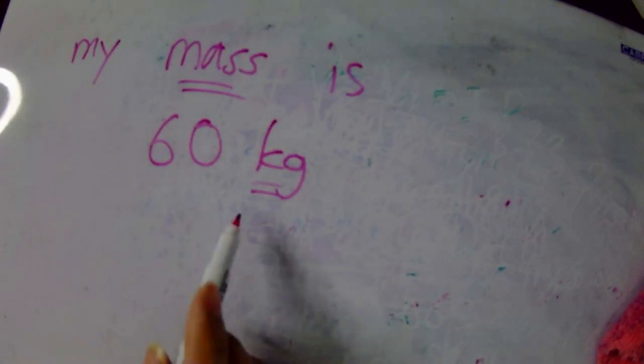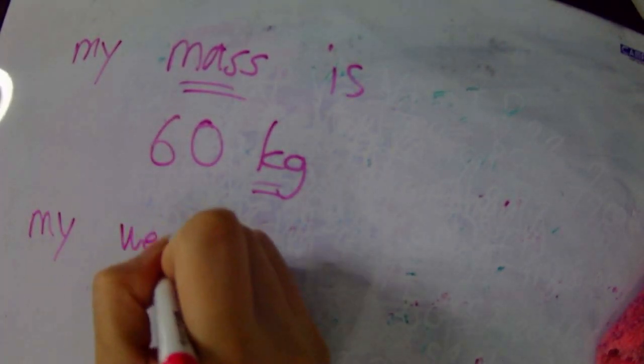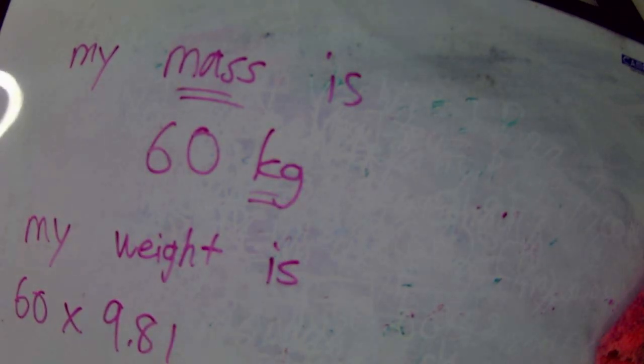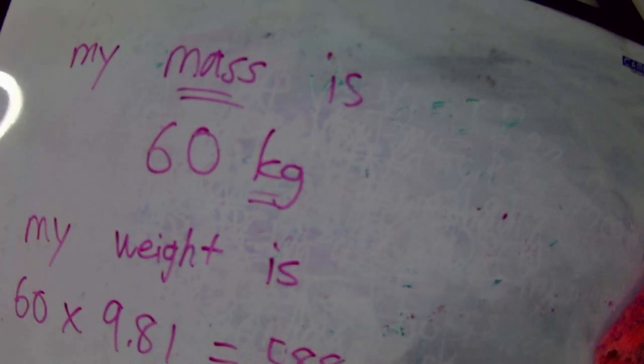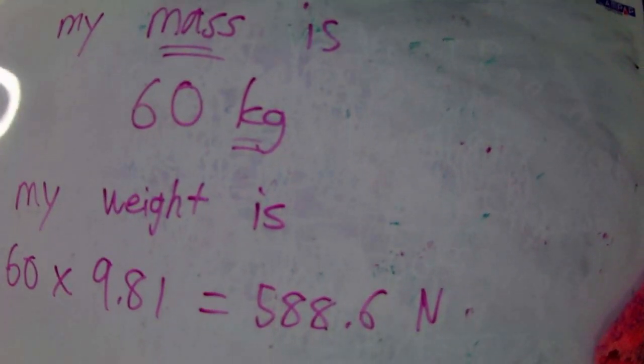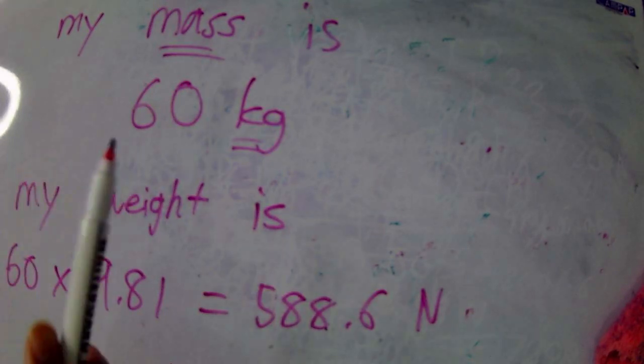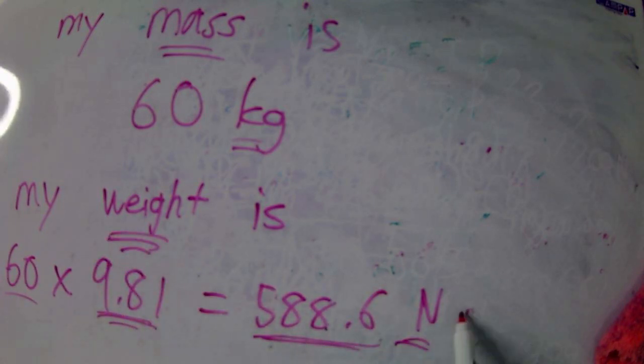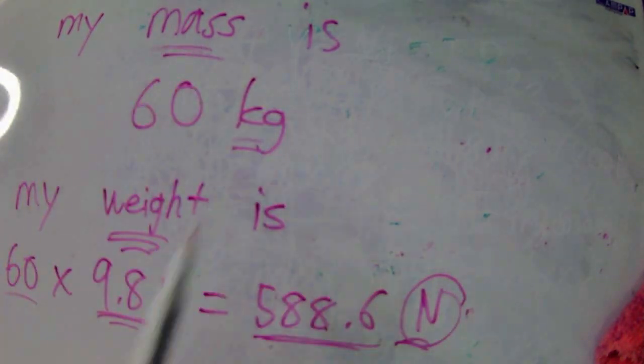Okay, my mass is 60 kilograms, but my weight is 60 times 9.81 equals, what is that? Let me check. 588.6 newtons. So my mass is 60 kilograms. This is physics, not English. My mass is 60 kilograms, but my weight, because weight you have to times it with gravity, is 588.6 newtons. Weight is always in newtons. Okay, mass is in kilograms.